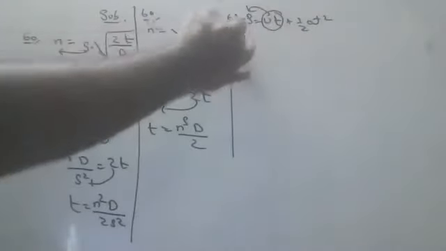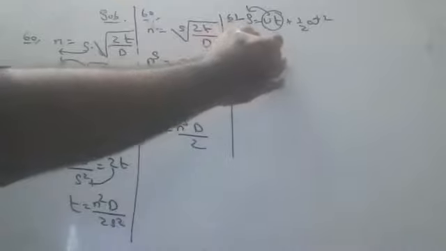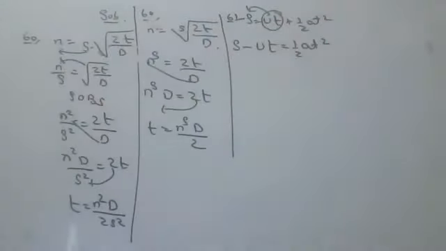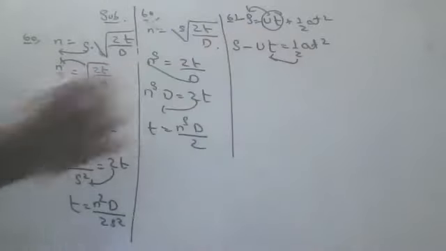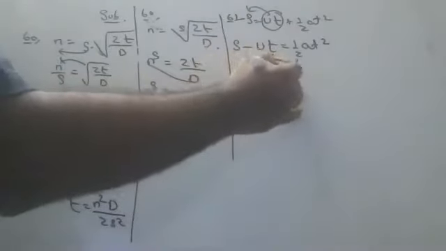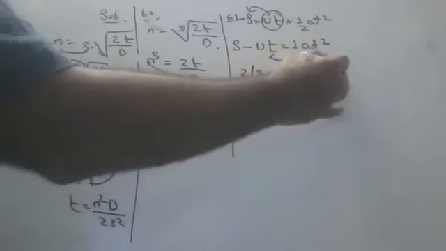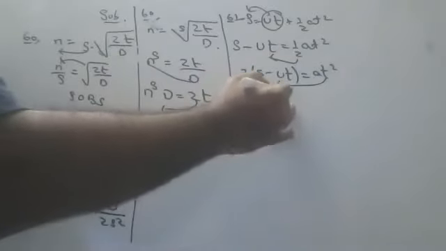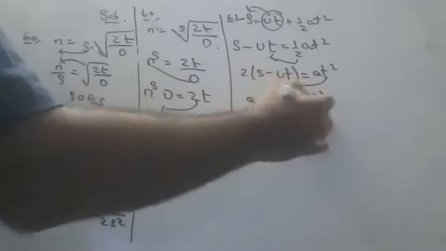This, if it comes here, it will become minus. s minus ut is equal to half a t square. Whenever you want to make anything the subject, you should keep that one on one side. All the remaining things you have to bring to the other side. 2 will go up. So 2 into (s minus ut) is equal to a t square. a is the subject, so t square will come down. So a is equal to 2 into (s minus ut) by t square.